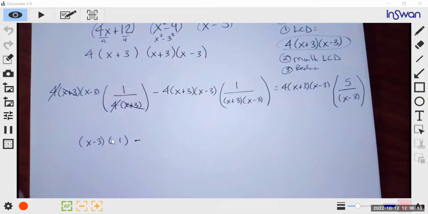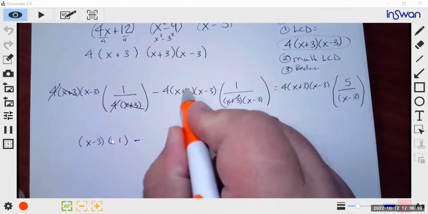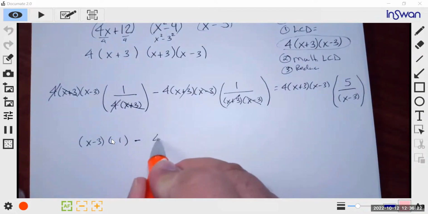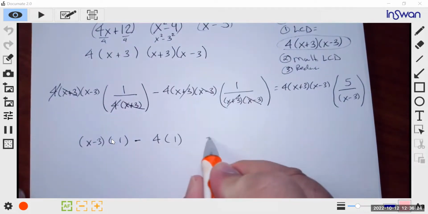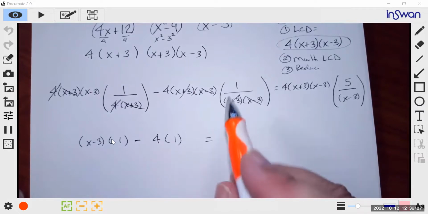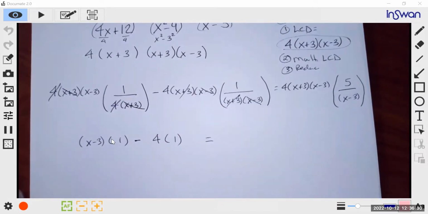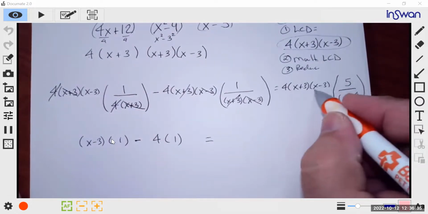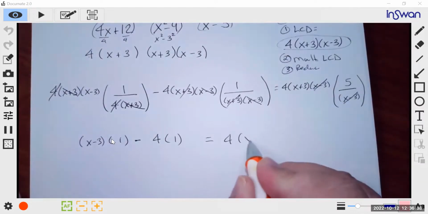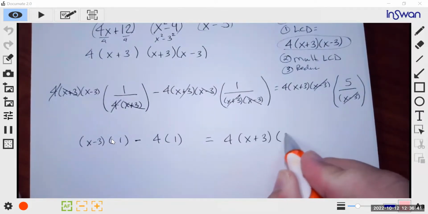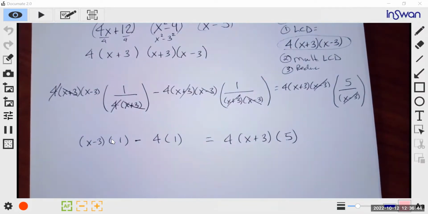What cancels in the second one? Both of them, x plus 3 and x minus 3. So we're left with 4 times 1. This is the 4, and there's a 1. And the only thing that cancels in the last one is the x minus 3. There, it's a lot easier looking now. We're in easy street.